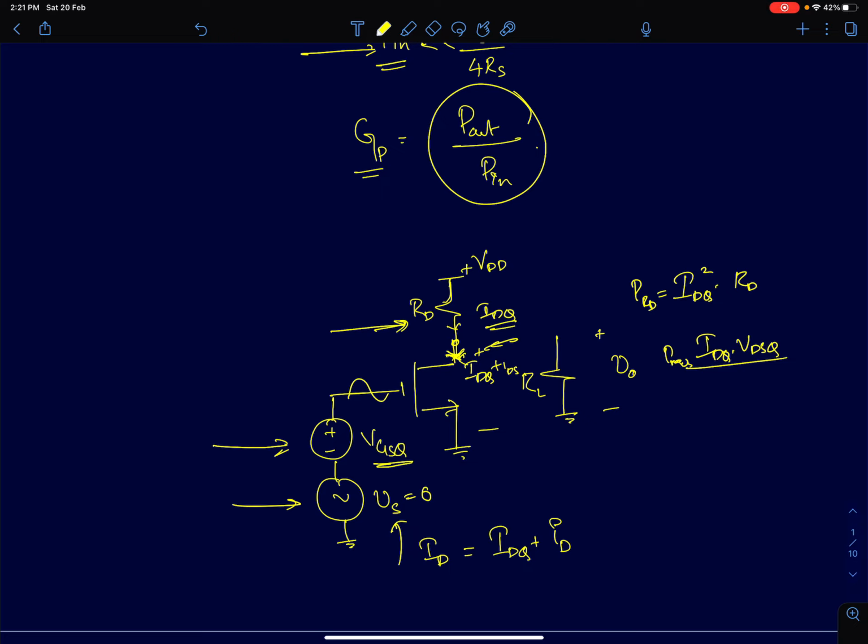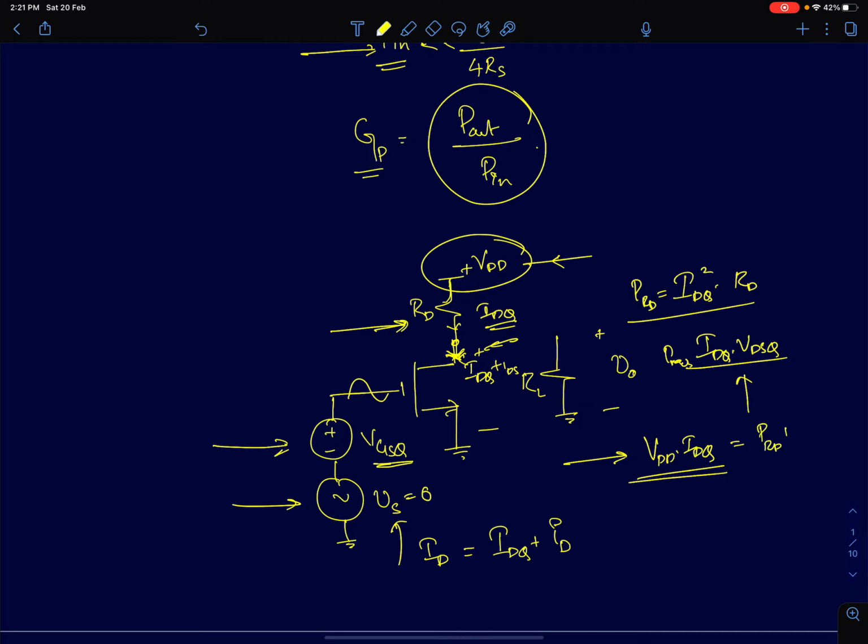Now this power which is dissipated across the resistor and across the MOSFET is fully delivered by the supply voltage. So the supply voltage VDD times IDQ is the DC power delivered by the supply. That is going to be exactly equal to PRD plus P MOSFET. So that power entirely comes from that.